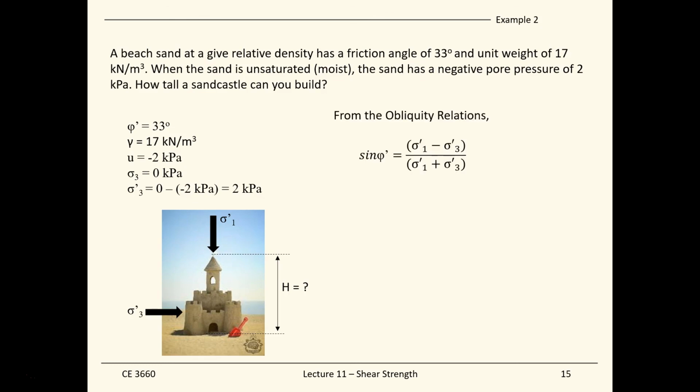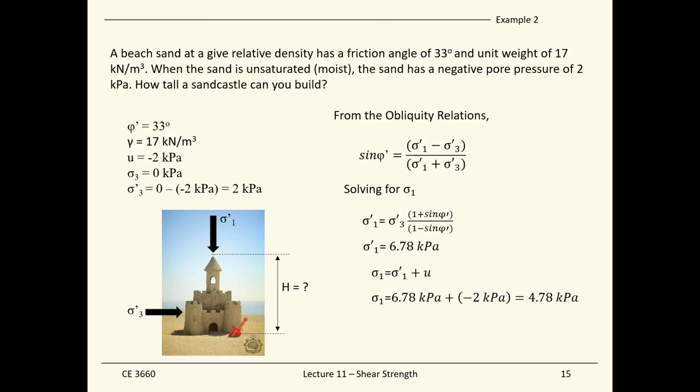Then we make use of what we just learned, the obliquity relationships. We can relate the friction angle with sigma 1 prime and sigma 3 prime. So we know sigma 3 prime, and we know the friction angle. Then we back calculate sigma 1 prime. So we plug in sigma 3 prime and the friction angle. We find out sigma 1 prime is 6.78 kilopascals, and that is in effective stress.